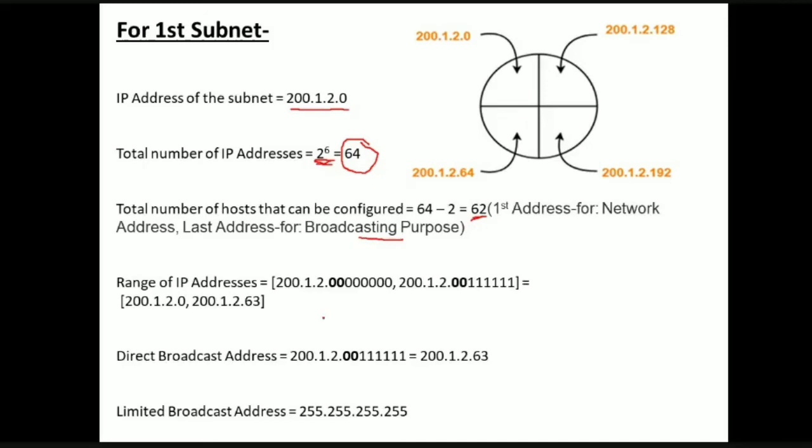Now, range of IP addresses. 200.1.2. These 2 zeros are for subnetting purpose, followed by all zeros to followed by all ones. It means 200.1.2.0 to 200.1.2.63. Now, direct broadcast address. What did we say? All the host ID part values will be 1. But here the first 2 zeros are not touched because these are the subnet ID part. So we do not touch this. Only the host bits should be 1. So what will be the final direct broadcast address? 200.1.2.63, and the limited broadcast address is 255.255.255.255. Okay, this is for the first subnet.